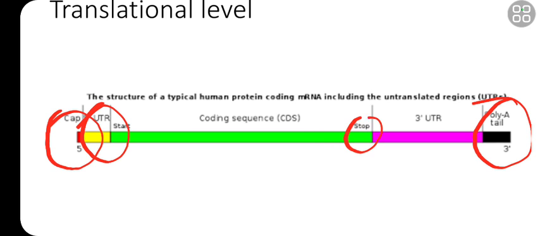And after the stop codon, between the stop codon and the poly A tail, we can see another region known as the 3' UTR, or 3' untranslated region. These two untranslated regions have a tremendous effect on the stability of an mRNA. So how much of these UTRs are there in an mRNA? It actually increases the stability of an mRNA. So this UTR actually determines the stability of an mRNA.